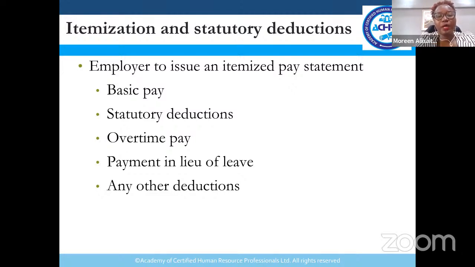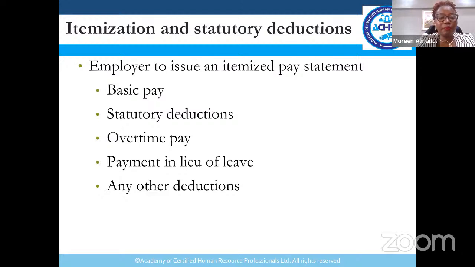Employer is to issue an itemized pay statement to the employee. When you pay your employee, you must issue them with an itemized pay statement, which is commonly known as the pay slip. And this pay slip must include a basic salary. It must show all the statutory deductions. It must show overtime, if any. If somebody worked overtime, it must be included.